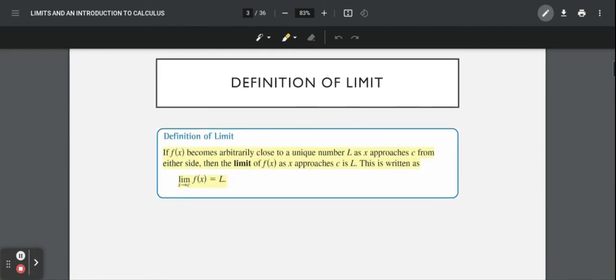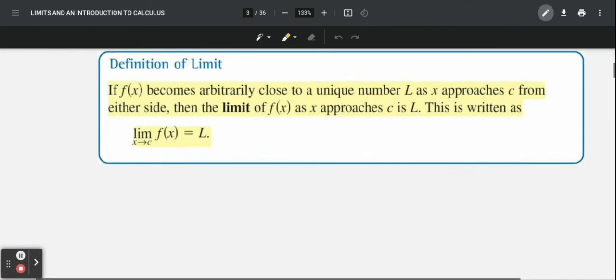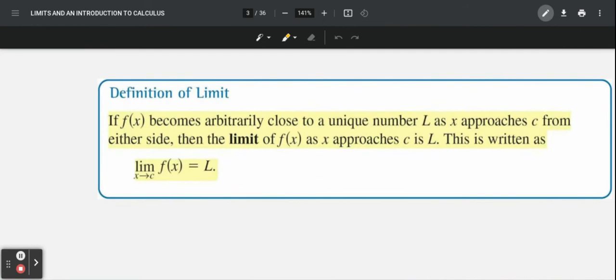So here's your formal definition of a limit. If you have a function and it becomes arbitrarily close, so infinitely close, to a unique number L as x approaches some value from either side, then the limit as x approaches that value is L, where L is really your y value. This is how it's written: the limit as x approaches c, where c is some value on the x-axis, of a function equals L. So c is an x value, and L is a y value.